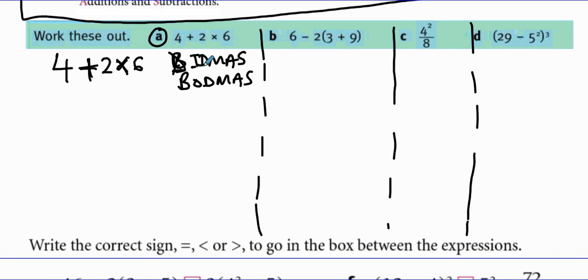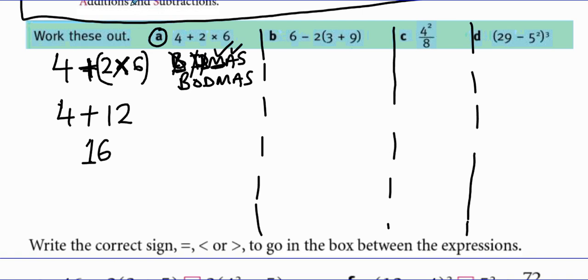Work out the powers, but we don't have powers. Work out division, but we don't have division. Work out first the multiplication. Do we have multiplication? Yes. So first you maintain 4 and the positive sign, and then you multiply 2 times 6, that is 12. So multiplication is done. Then you do addition. What is 4 plus 12? The answer is 16.